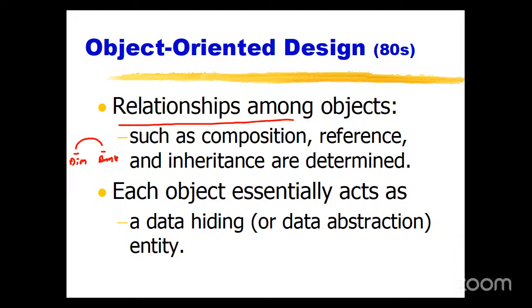Then each object essentially acts as a data hiding entity, right? Whatever you see as a project is different from whatever backend code is being written. We are enjoying the fruits in the front end, while the coding part is done by so and so persons with lots of effort. So each object essentially acts as a data hiding entity. That is, data abstraction is done in the objects. Whatever code is written for balance inquiry, we enjoy the fruits of this balance inquiry, but the code is not written by us.